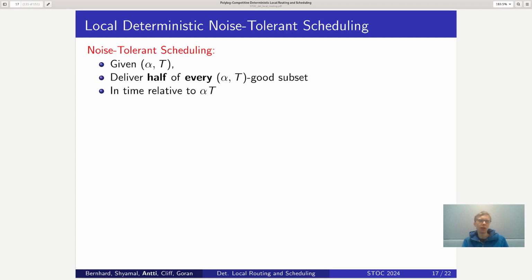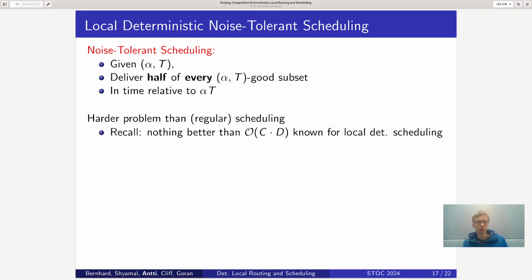So now we have this noise-tolerant scheduling problem. We want to deliver half of every good subset in time relative to alpha times T. And one thing you can observe is that this problem is harder than regular scheduling. And for deterministic local scheduling, nothing better than C times D was known. And we actually leave this problem open. We do not solve this problem.